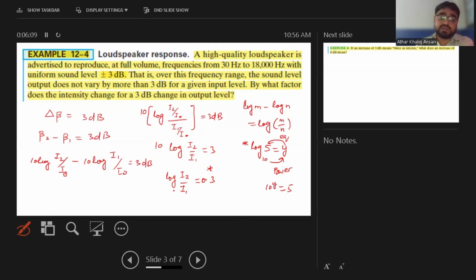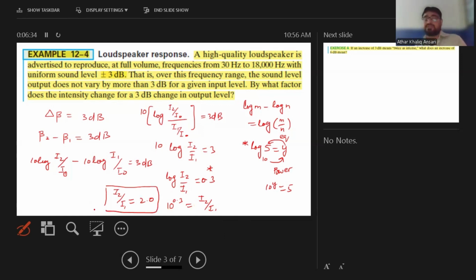So similarly here, this is base 10. So I can say 10 to the power 0.3 equals I2 over I1. So 10 to the power 0.3 will be equal to 2. So you can simply say the ratio of I2 to I1 is 2.0. The answer is 1.99 if you use a calculator, I round it to 2.